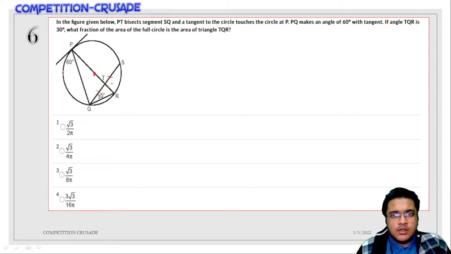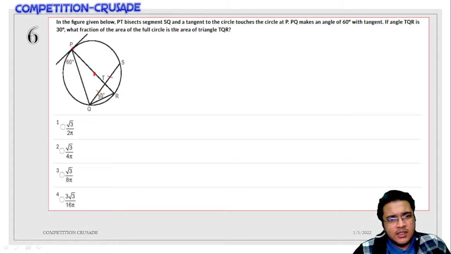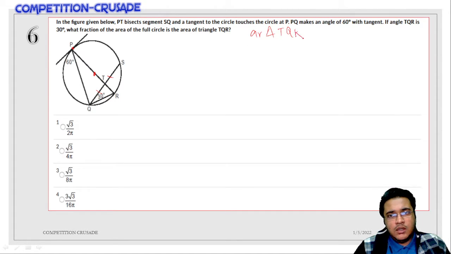And a tangent to the circle touches the circle at P. So this tangent is touching it at P, fine. And PQ makes an angle 60 degree with the tangent. If the angle TQR is 30 degree, what fraction of the area of the full circle is the area of the triangle? So area of triangle TQR is to area of the circle. So this is what they have asked.